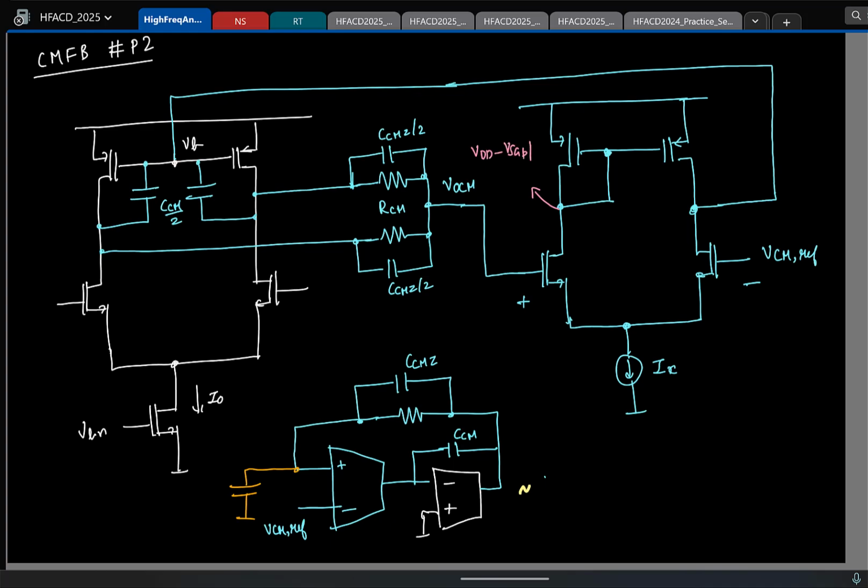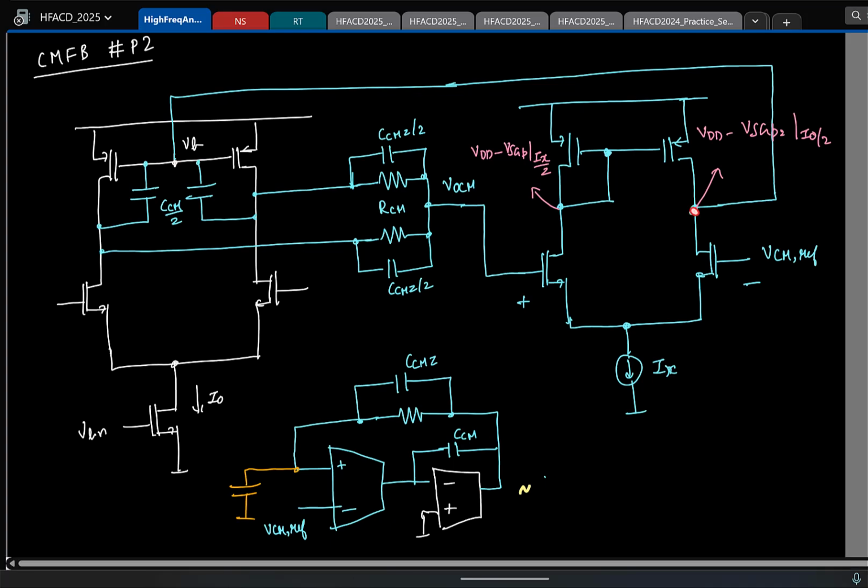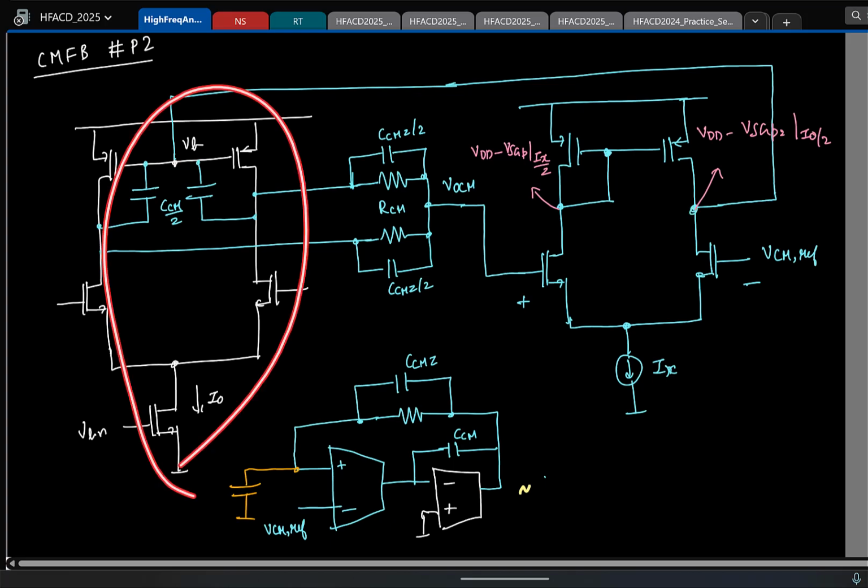I'll call it IX, okay? IX by 2. Now this potential, you see, it is the gate voltage of this PMOS. What will that be set to? VDD minus VSG of that PMOS. To make the distinction, I'll call it VDD minus VSG of P2 at a current of... So now you see that naturally the first stage is providing a voltage that is more compatible for this structure.